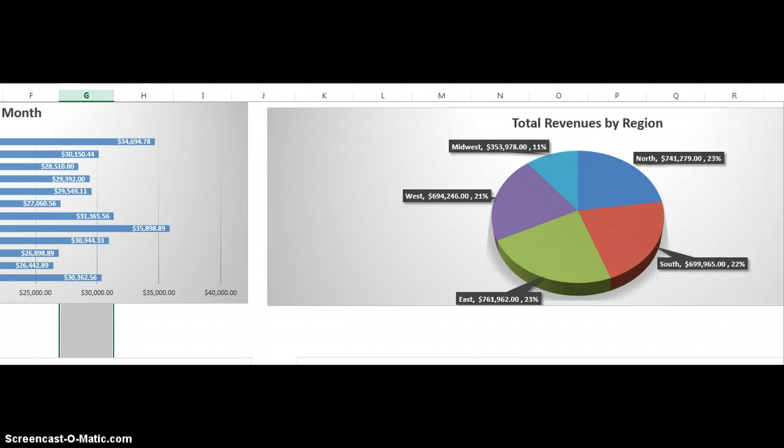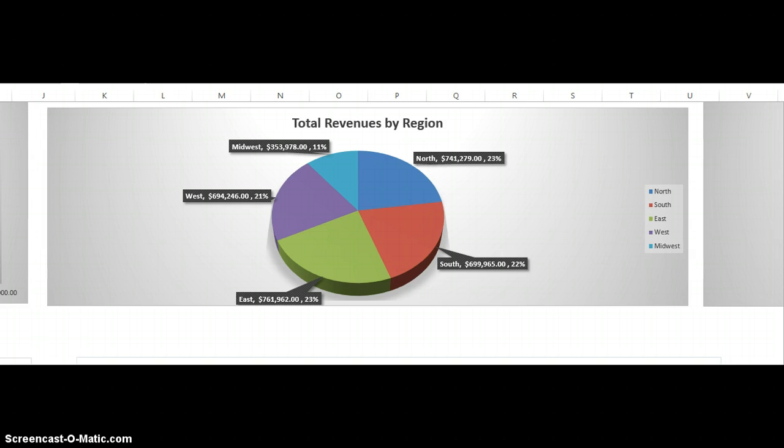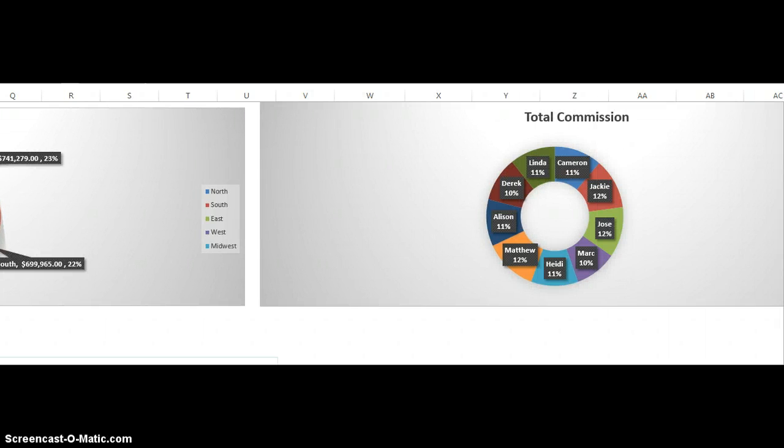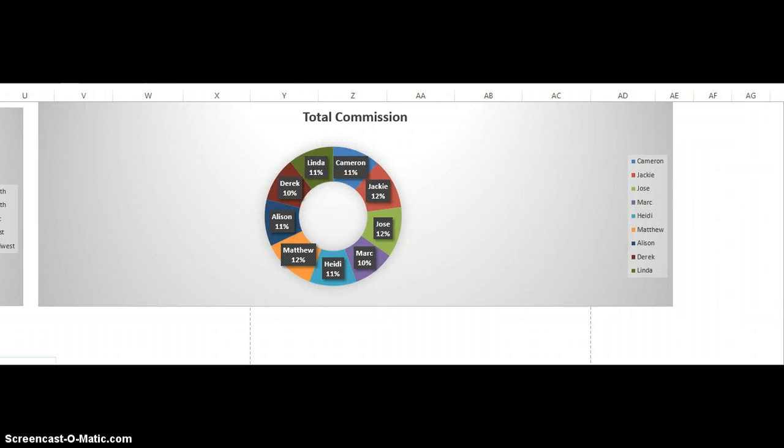If we scroll over, we can see the total revenues by region, so we can see which regions are making the most money. And then our next chart over here is going to be total commissions by person, so how much percent each person is making off of their sales.